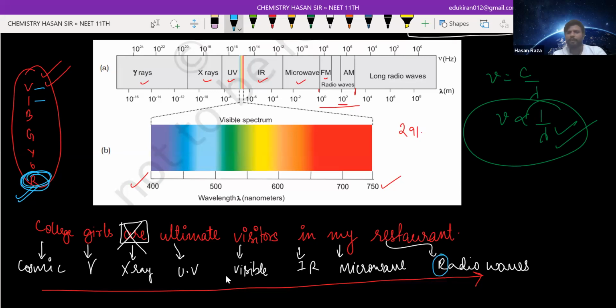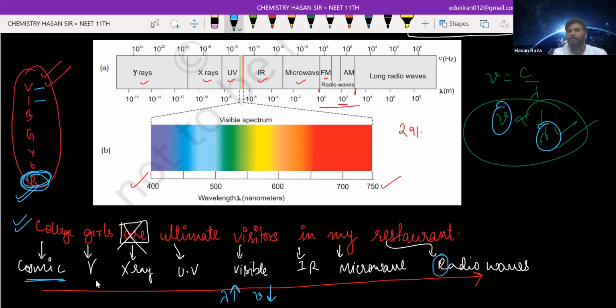When you are going to move from left to right, lambda will increase. That means wavelength will increase. And since frequency is inversely proportional to lambda, frequency here will decrease. With the help of this sentence, questions have been asked twice or thrice. Which one of the following order is correct? Either they will give you to arrange for frequency or for wavelength. So if you know this sentence, you can easily arrange all this.